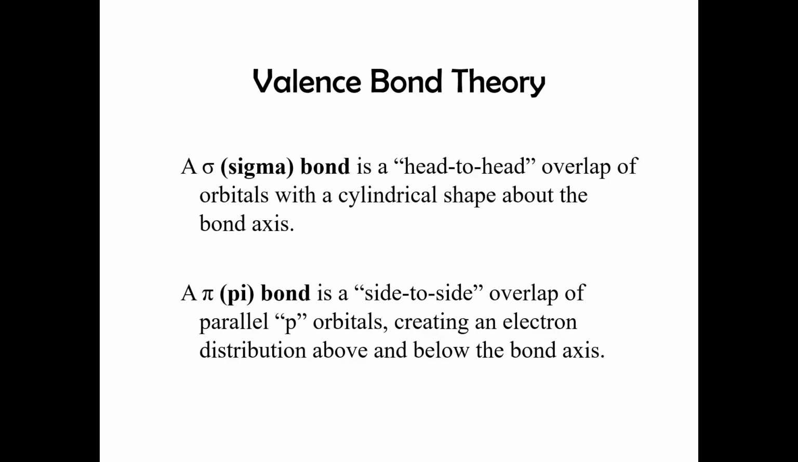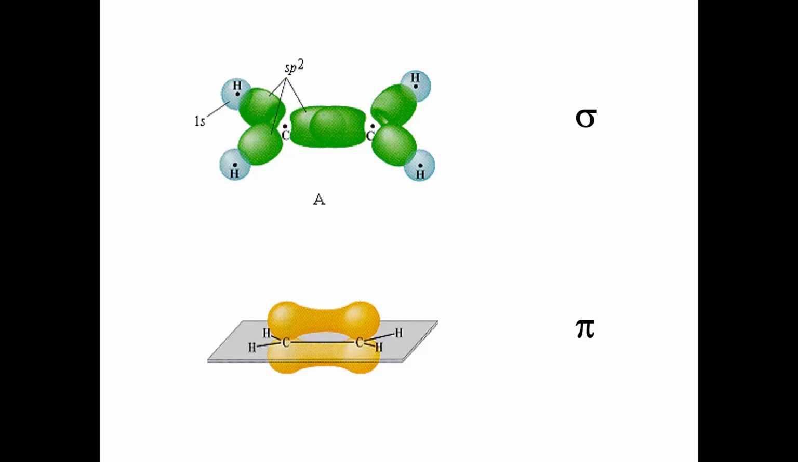A sigma bond is a head-to-head overlap of two orbitals, whether they're spherical or directional, they have the same energy and they have direct overlap, and so one electron from each. And a pi bond is a side-to-side overlap, so not direct. This is what it looks like.